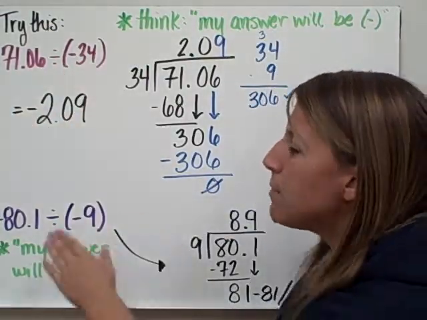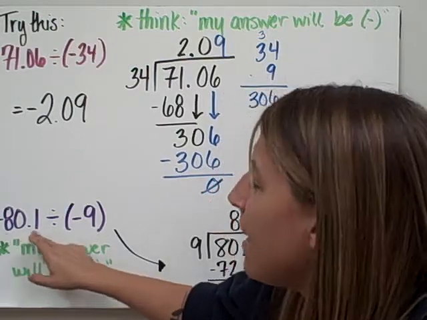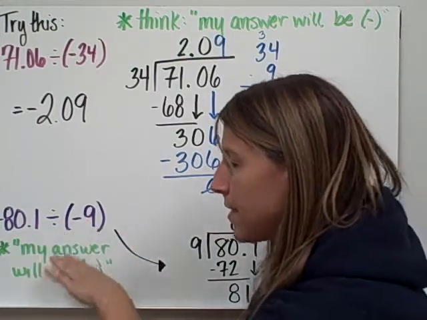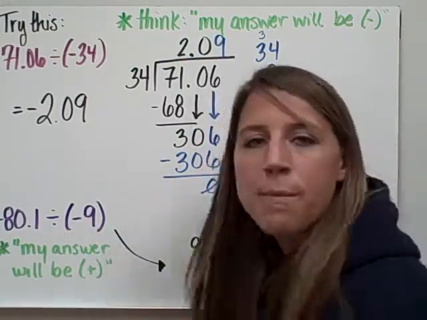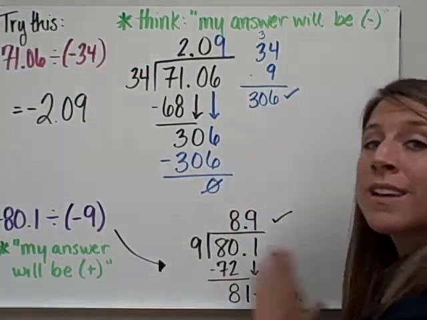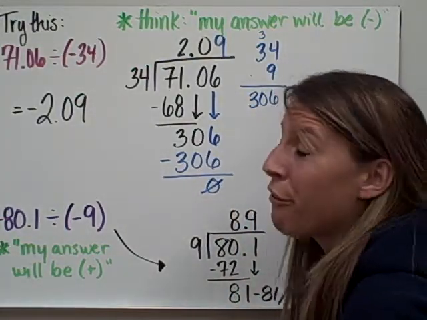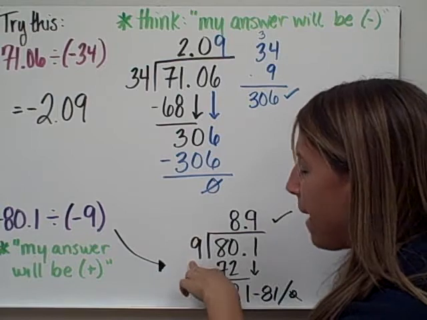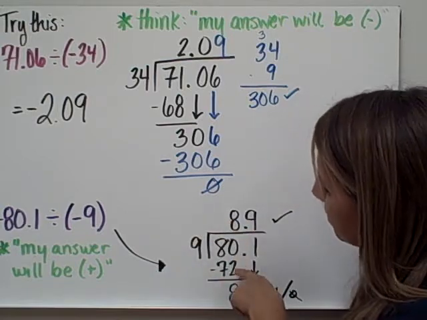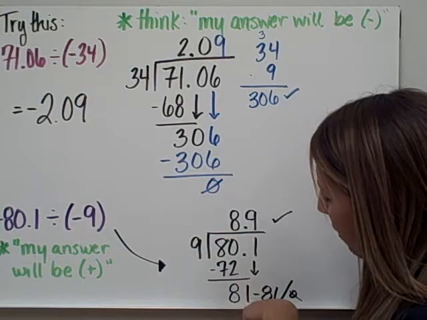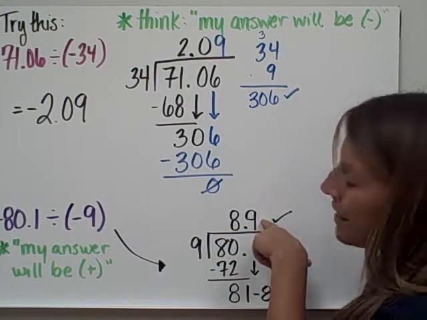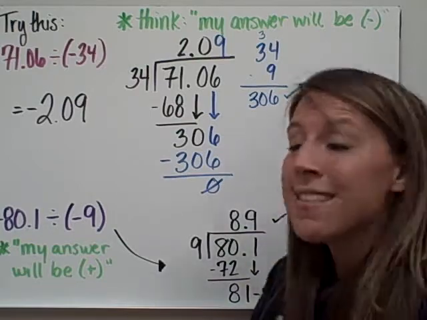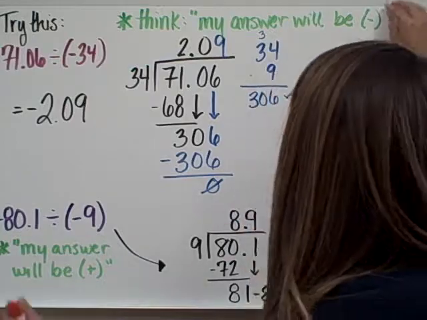So if I come down here to this example, I have negative 80 and 1/10 divided by negative 9. This is my thought process in green: my answer will be positive because my signs are the same. So in my work, I can just leave them positive. It doesn't make that much of a difference now that I've already made that connection. 80 and 1/10 divided by 9. Well, 9 goes into 80 8 times, that's 72. 8 is left over, bring down that 1. 9 goes into 81 9 times, 81 minus 81 is 0. And so I have 8 and 9/10 as my answer, and again, it is positive.